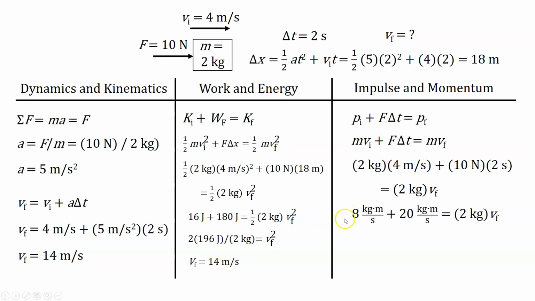We could say that our original momentum is 8 meters per second. We had 8 kilogram meters per second. We had a 20 kilogram meter per second impulse, and that'll produce the final momentum. Solving for this is pretty easy, and we get again a final velocity of 14 meters per second. It is good news that we got the same result for all of these.